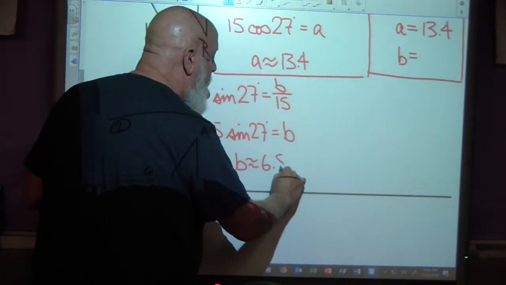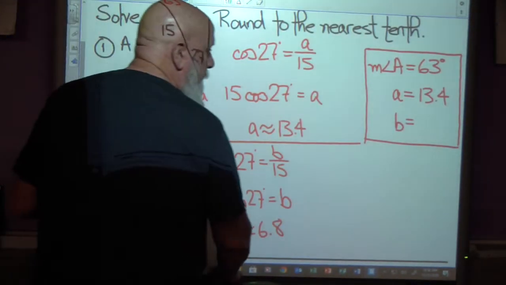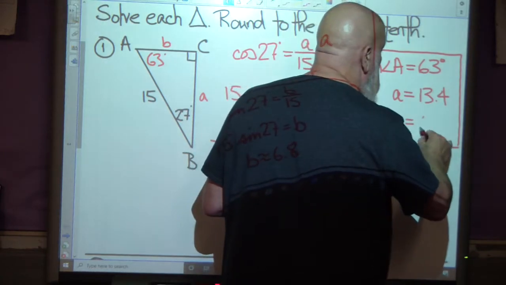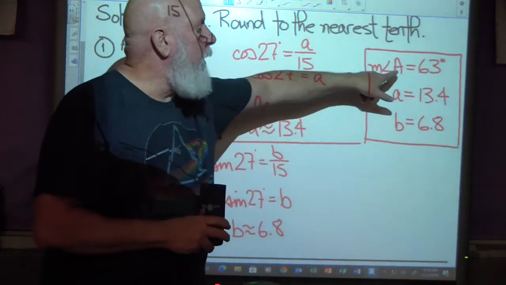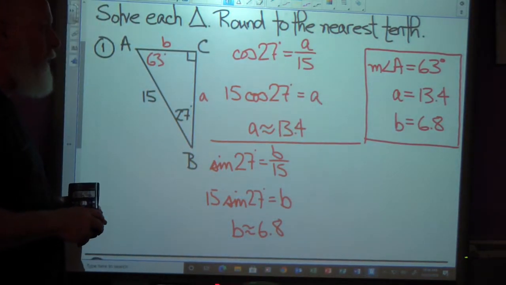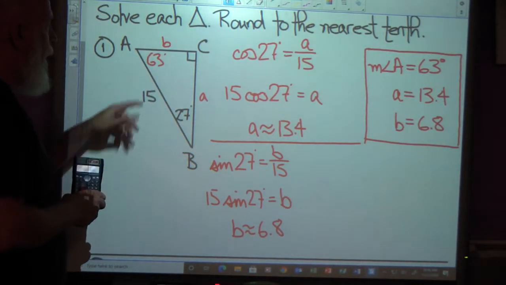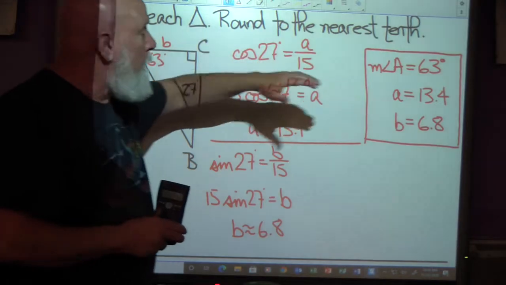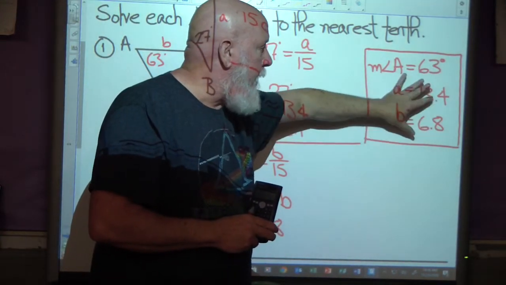I would put that up here, and that would be units again, miles, inches, centimeters, whatever. 6.8, if I haven't made a mistake. And these are the three parts of the triangle that I was looking for, so I would be finished. I found a, I found b, I found angle A, and I wrote them to where my poor old blind, bald-headed math teacher could find them in a box.